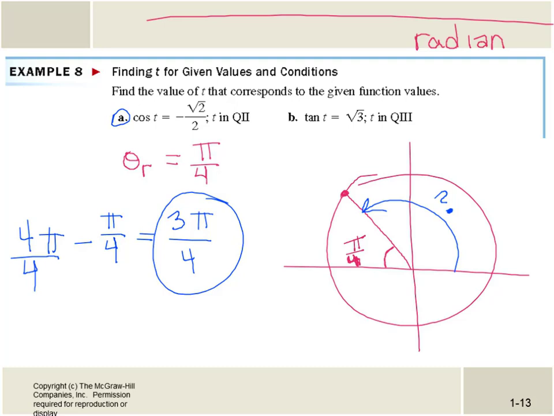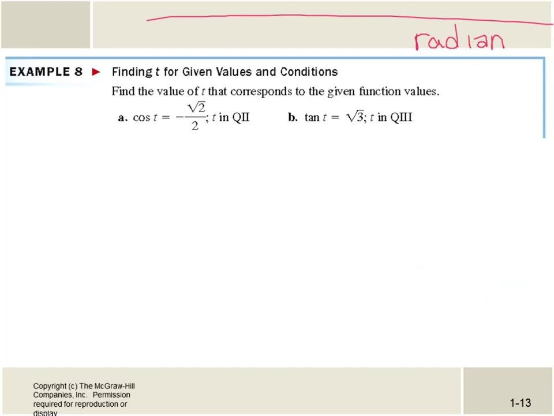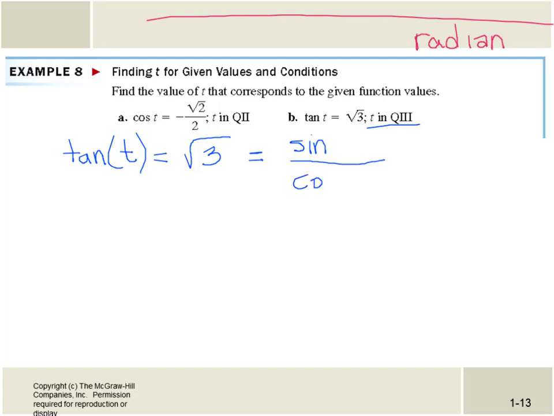Okay, so now let's do B. B is harder, I would skip it. So when we do B, we have to say the tangent of t is equal to the square root of 3. So let's do this last. I know the tangent is going to be equal to the sine over the cosine, right? The y over the x.